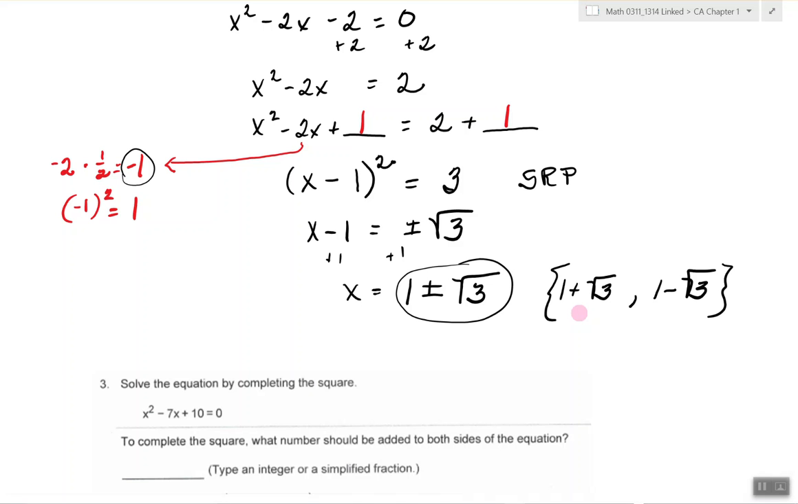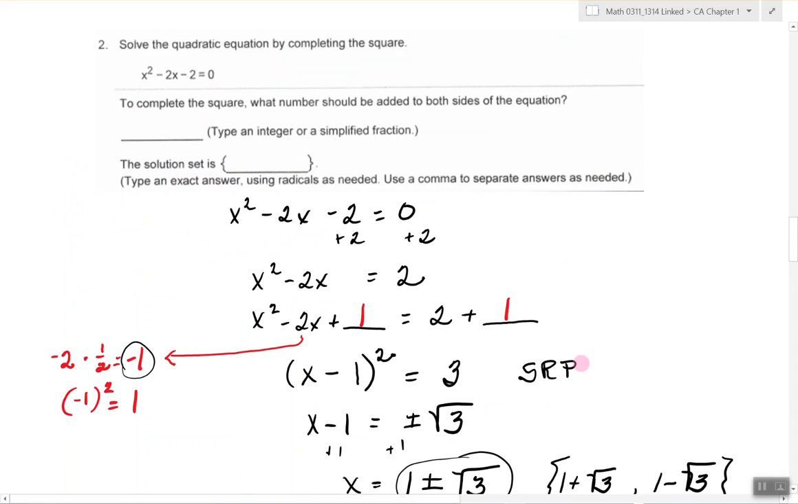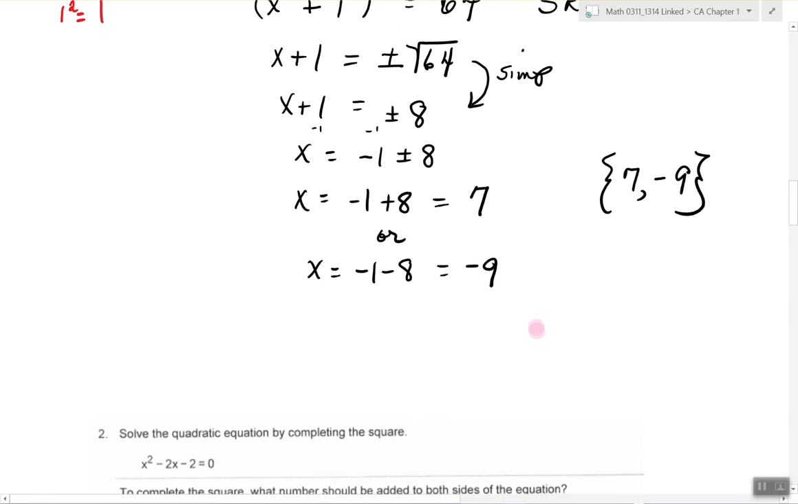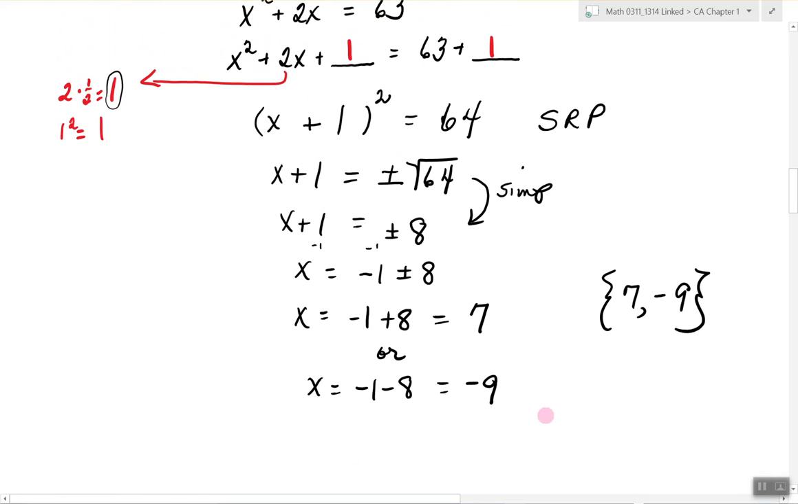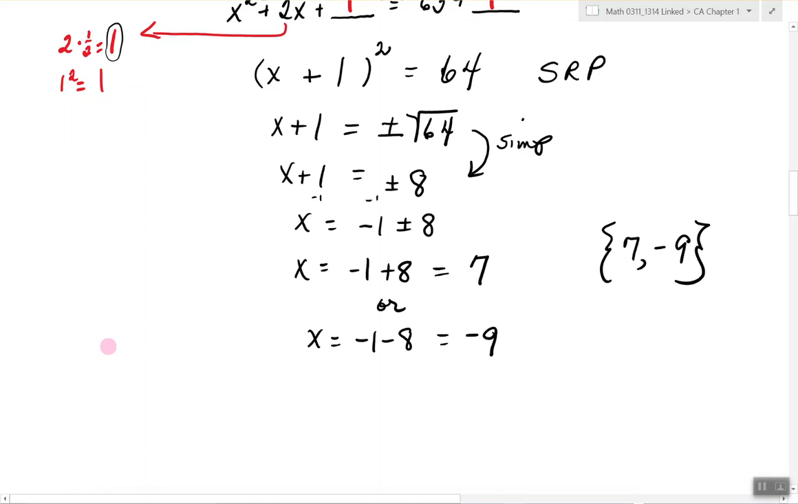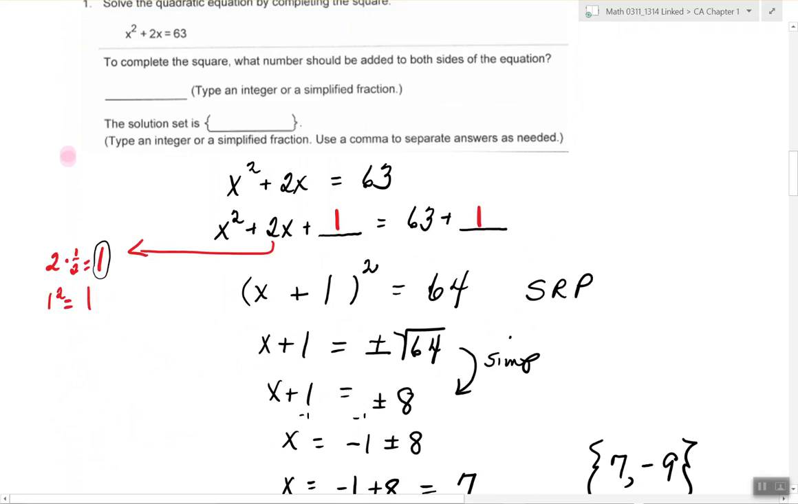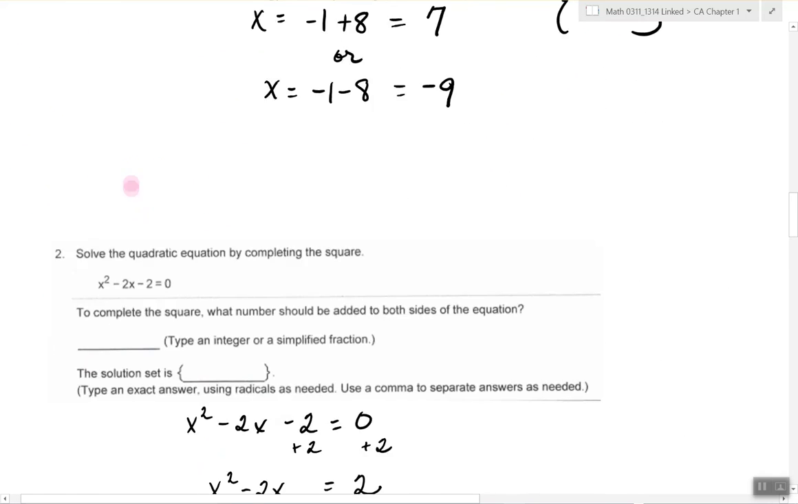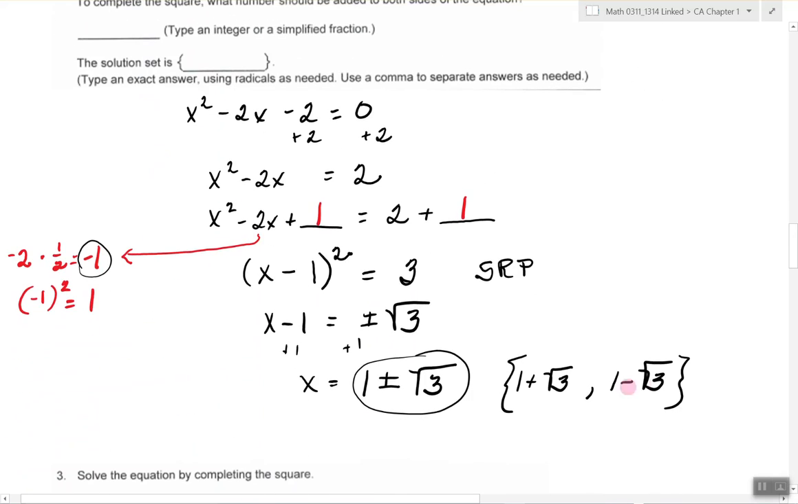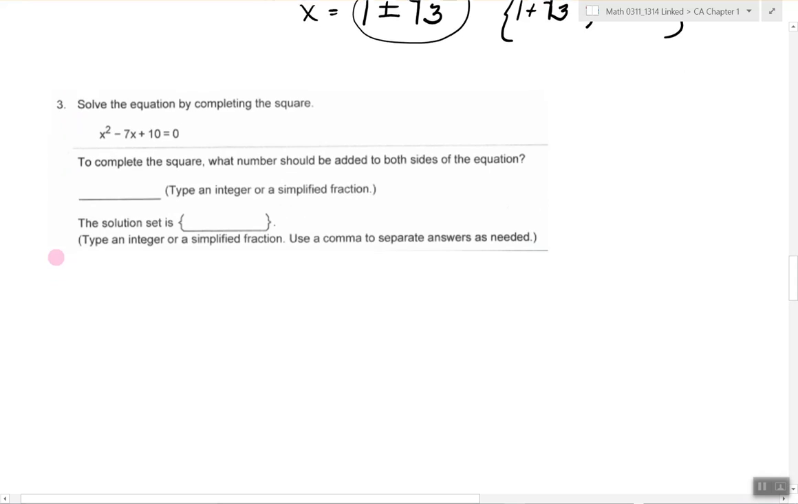This problem would not have been factorable. Number 1 would have been factorable. Anytime the answers you get are rational, that means the original problem could have been set equal to 0 and factored. If the answers you get are not rational, that means that the original problem could not have been factored. All right, let's look at number 3.